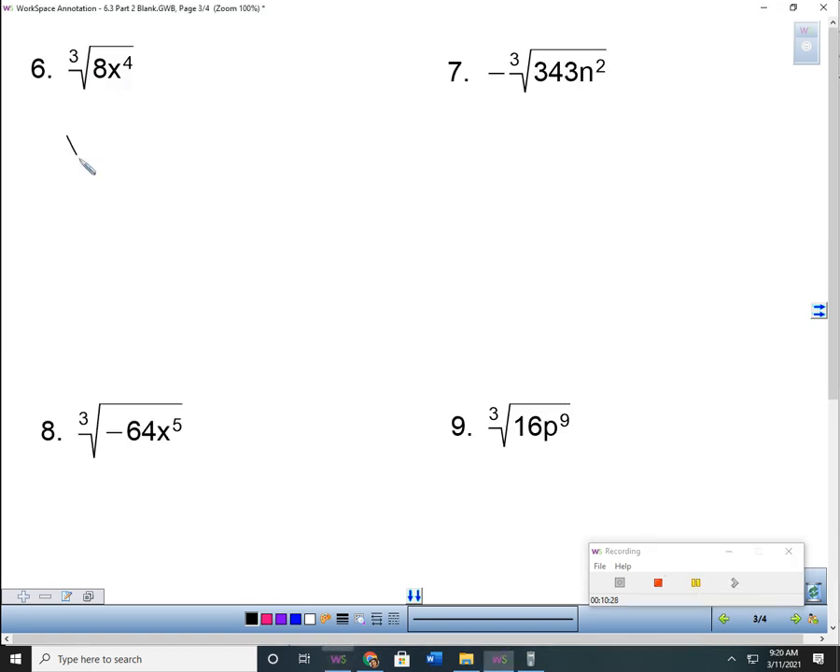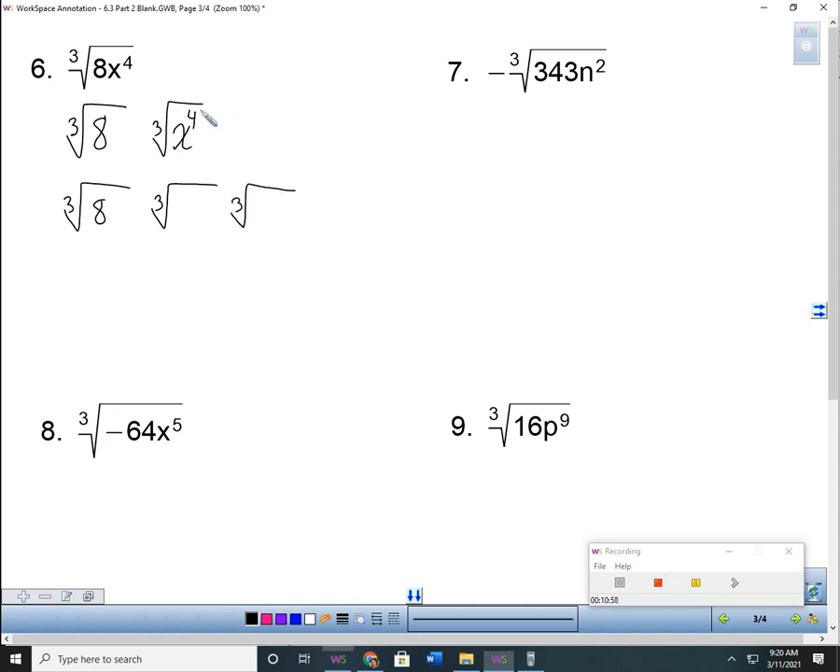So we're going to focus on the cubed root of 8 and the cubed root of x to the 4th. So 8, that's a perfect cube, right? 2 times 2 times 2 is equal to 8. But is 4, an exponent of 4, a perfect cube? No. So I'm going to have to split that one. So I'm going to go ahead and leave my 8 alone for a minute. That way I can do them all at the same time. I just think that's easier.